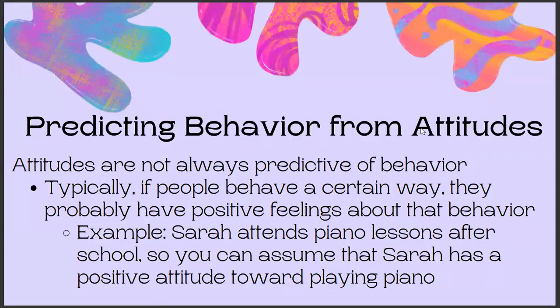Okay, so first we're going to figure out, can we predict behavior from attitudes? Attitudes are not always predictive of behavior, but they are at times. So, typically, if people behave a certain way, they probably have positive feelings about that behavior. So, for example, Sarah attends piano lessons after school, so you can assume that Sarah has a positive attitude toward playing piano. Usually, if people do something, it's because they want to. It's because they have a positive attitude towards that. And obviously, there are exceptions to that rule, and we'll go through that.